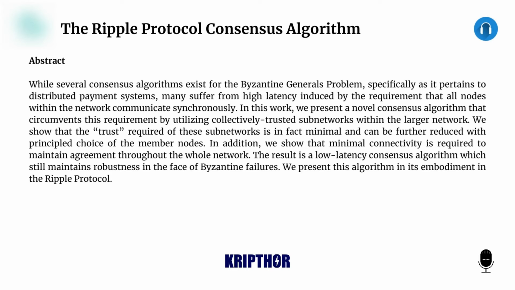In this work, we present a novel consensus algorithm that circumvents this requirement by utilizing collectively trusted subnetworks within the larger network. We show that the trust required of these subnetworks is in fact minimal and can be further reduced with principal choice of the member nodes.